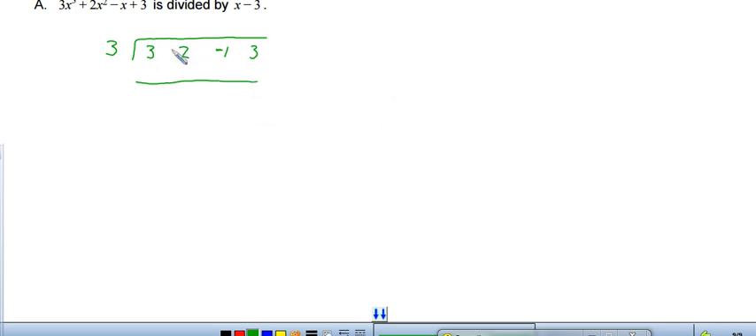Now, the reason we call this synthetic division is because it is not your typical long division. You're not going to follow the same rules as long division. Here's what we do. Remember, the step was to bring down the first number.